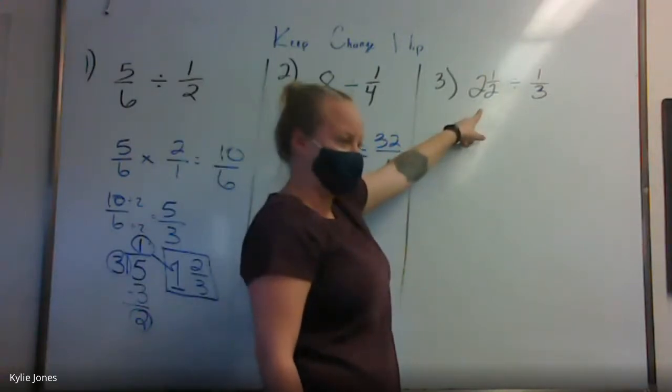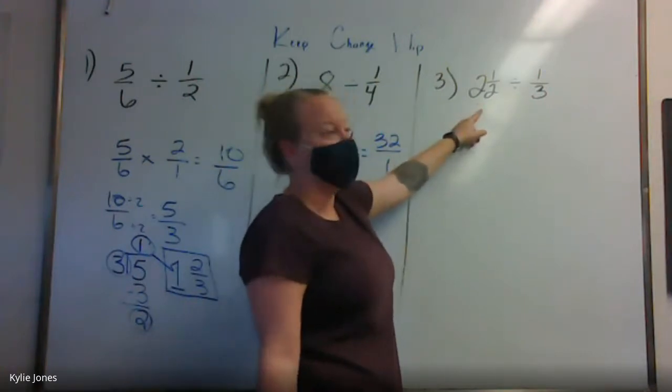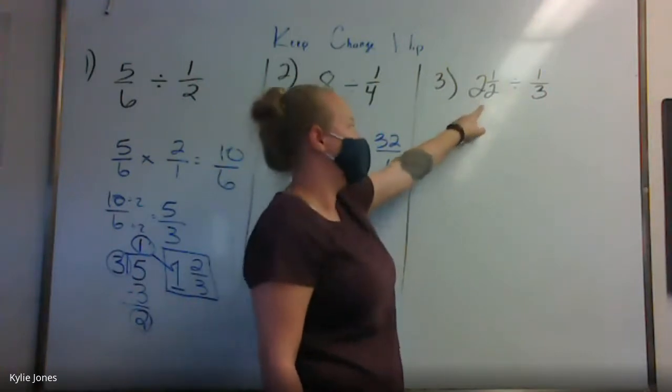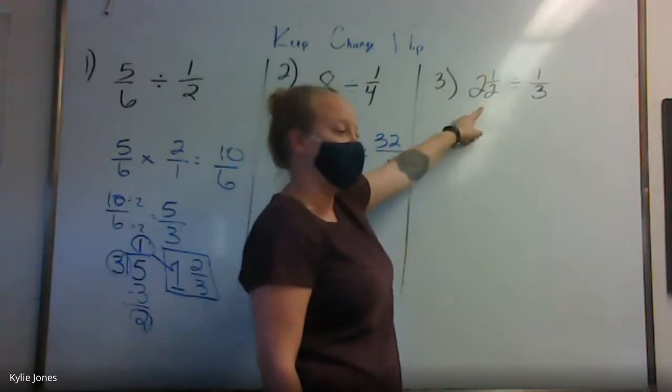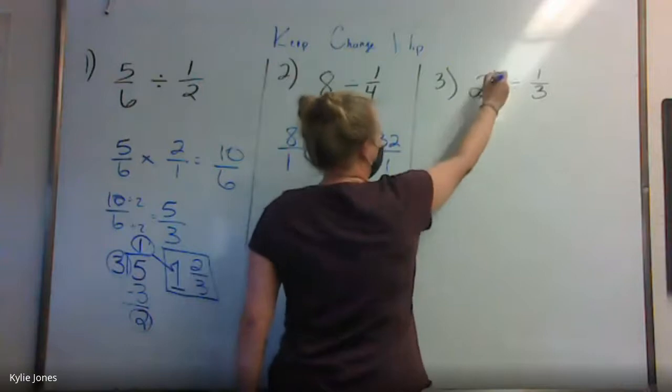You have to make that an improper fraction. We have to make it improper, which we did yesterday. How do I change 2 and 1/2 to an improper fraction? Multiply the bottom by the top. Good. So take our whole number, multiply it by the bottom, add the top number.